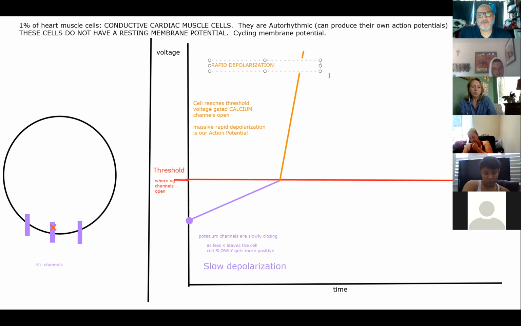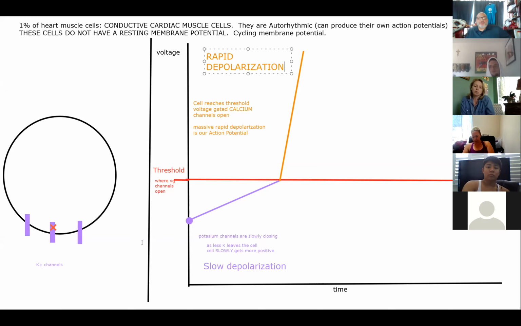I would like to ask about the slow depolarization. Absolutely, what would you like to ask? Slow depolarization is when not all potassium channels are open, so some must be closed. Well, no, remember, the reason we're getting a slow depolarization is because potassium channels are closing. First one closes, a little less potassium leaves, and the cell gets a little more positive. Then a second one closes, and then a third, each time a little more positive.